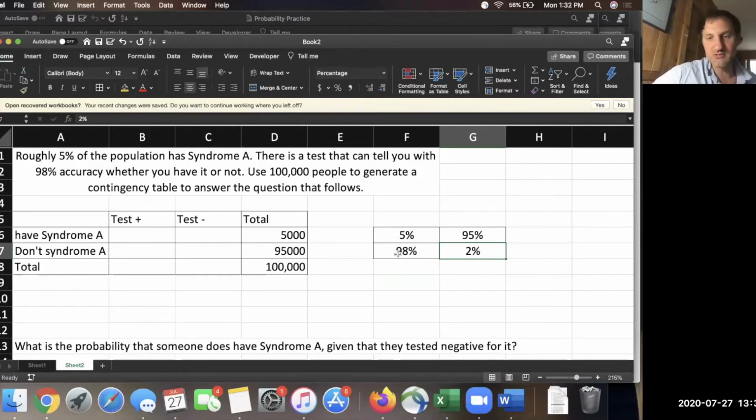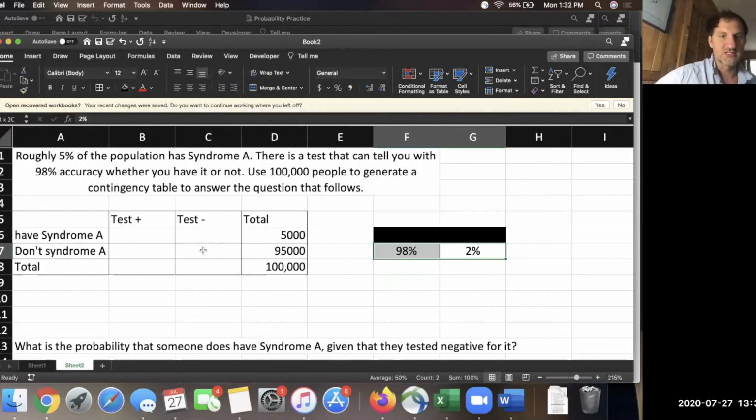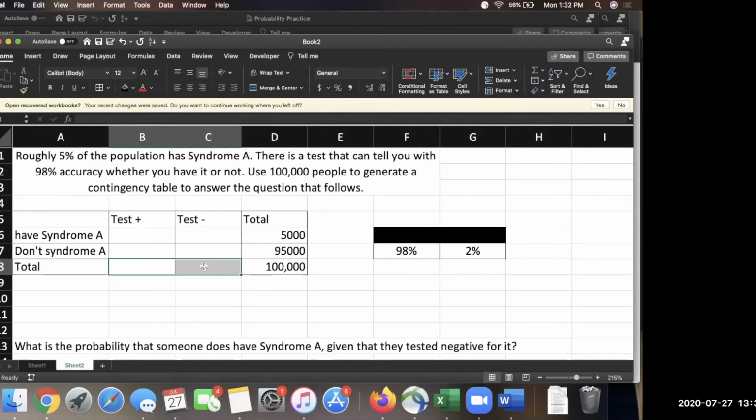Now I need to use my percentages of accuracy and inaccuracy to fill in these four here. This is the second part of the table. Remember, I start in the total column, then I go to this box, then I go to this box. And I would definitely mark that in your notes so that you can remember that flow.